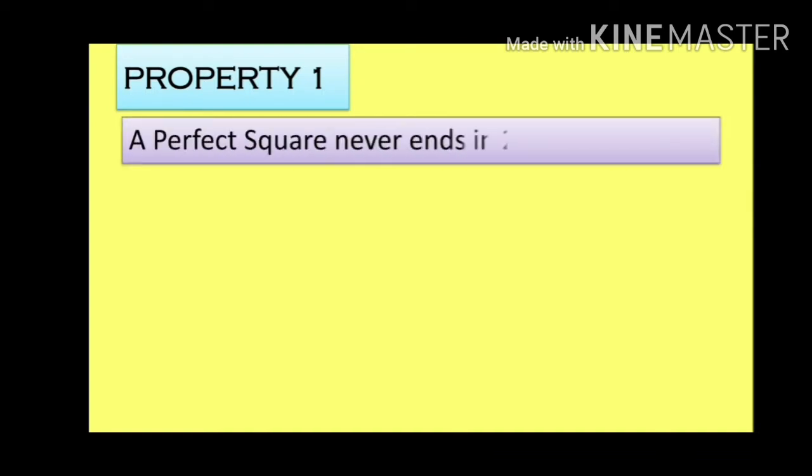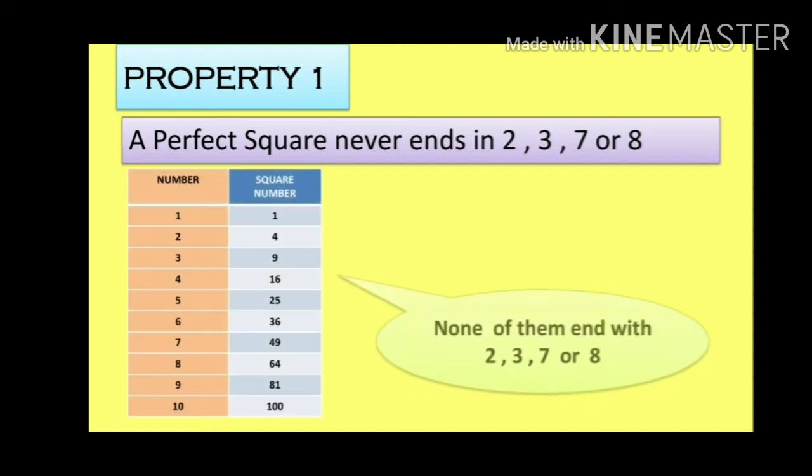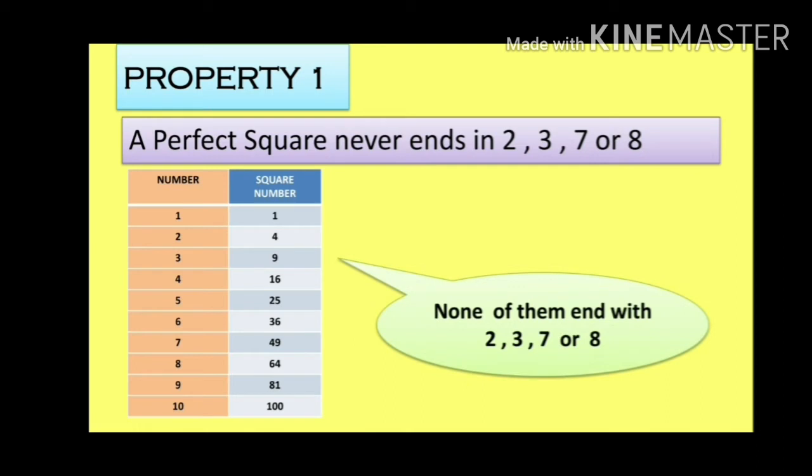So let's start with the first property. It says a perfect square never ends in 2, 3, 7 or 8. When I say it never ends, that means the units place is never 2, 3, 7 or 8. As you can see in the list, none of the square numbers end with 2, 3, 7 or 8. It is either 1, 4, 6, 9, 5 or 0, but none of them end with 2, 3, 7 or 8.